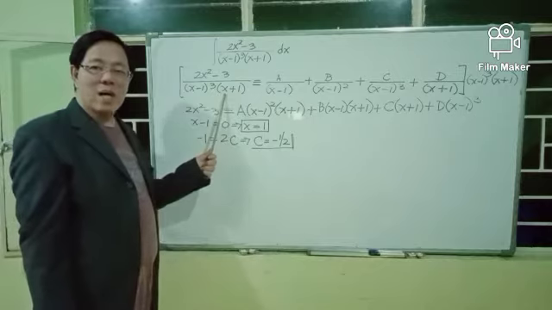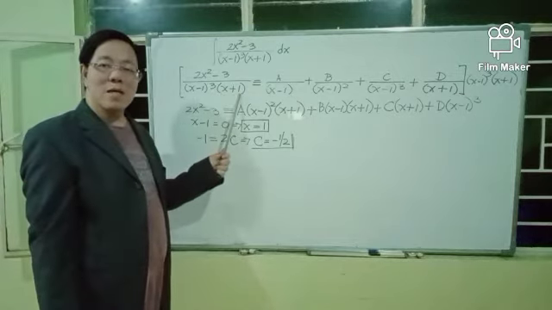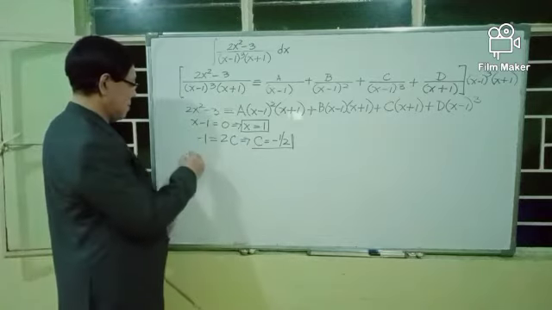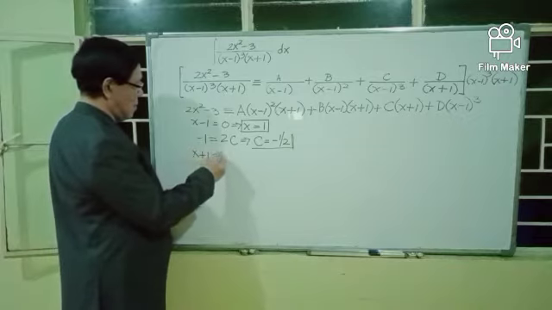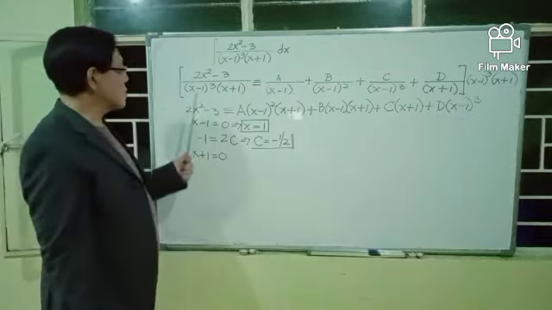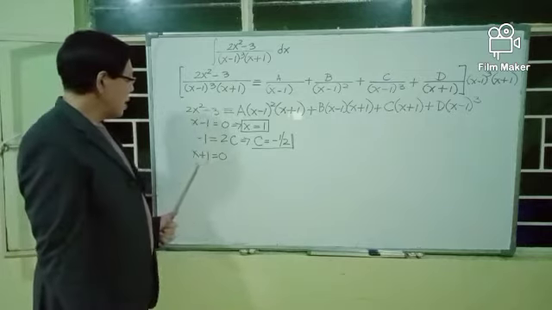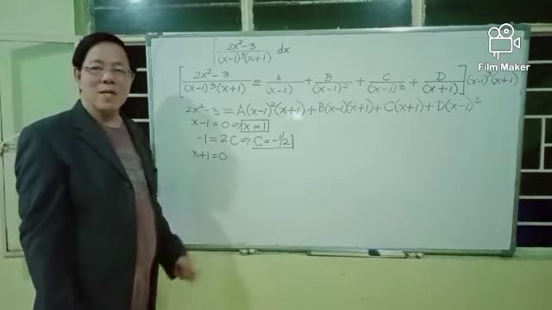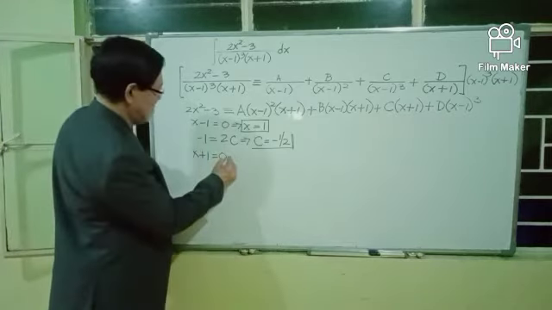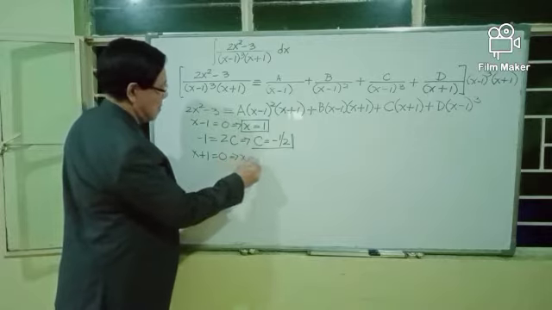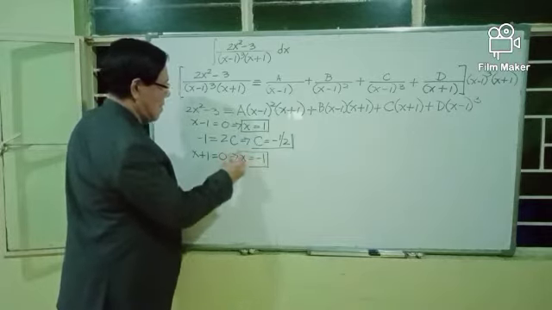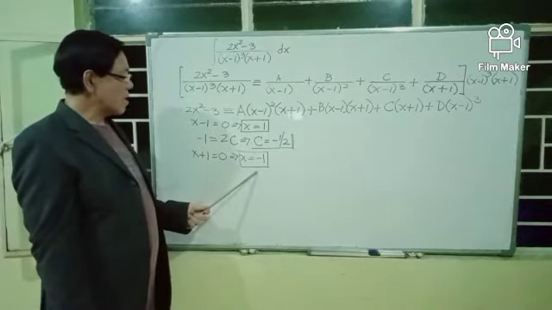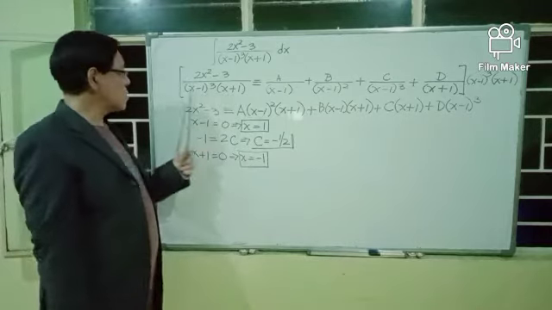Now, another value of x that will make this denominator 0 is obtained when you set the second linear factor x plus 1 to 0. If x plus 1 is equal to 0, this denominator will be 0. And from this equation, you can solve for x by transposing positive 1 to the right hand side and you get x equals negative 1. This is another value of x that will make this denominator 0, because if x equals negative 1, plus 1 is 0, multiplied by this is 0.